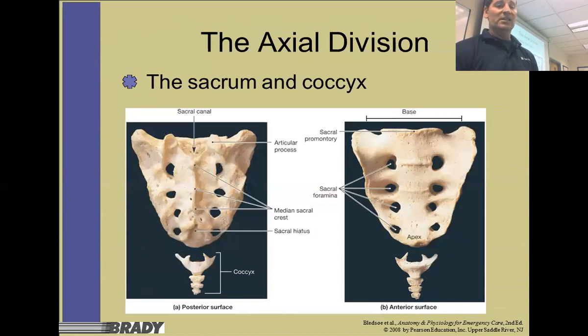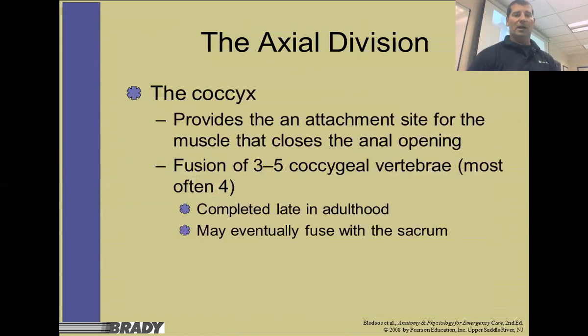And then the coccyx is anywhere from 3 to 4 bones, depending on each person. It's what we call the vestigial tail, if you will. No real function that we're aware of at this point in time.